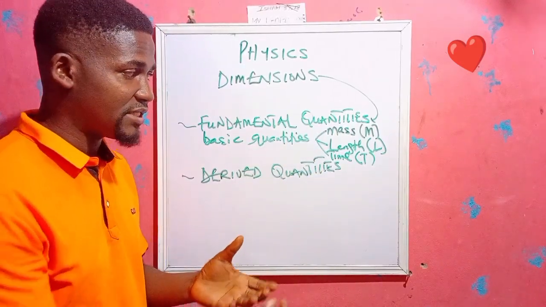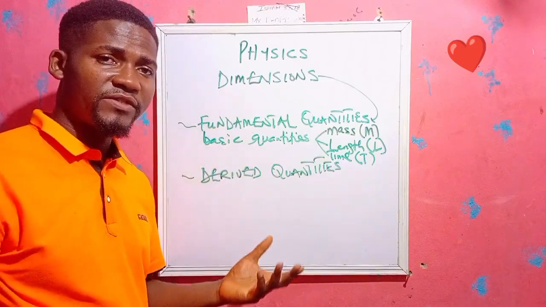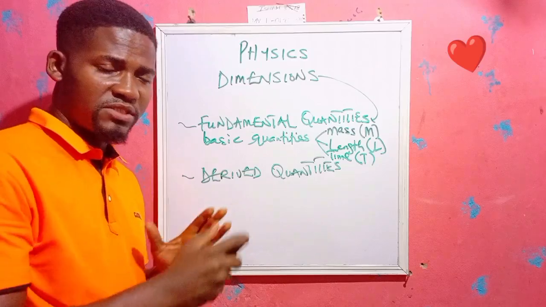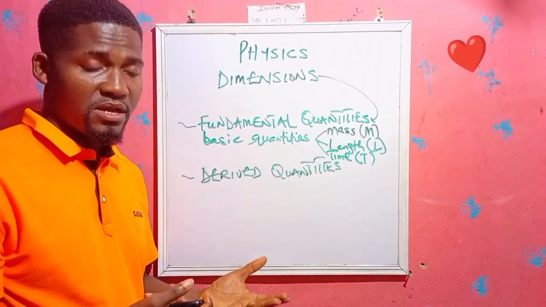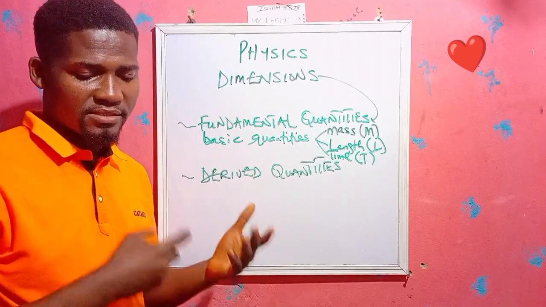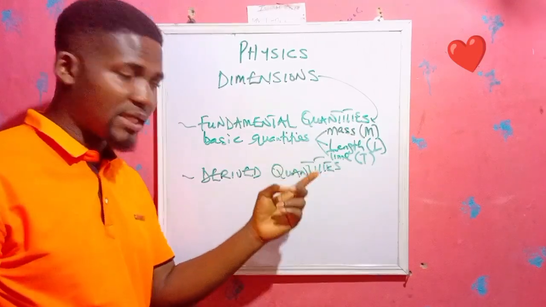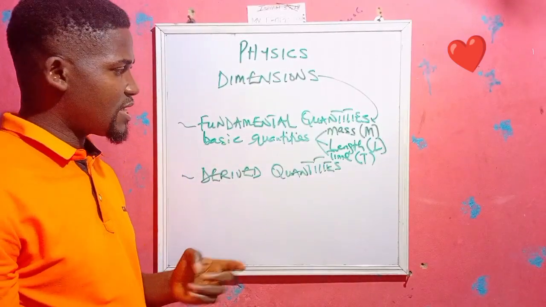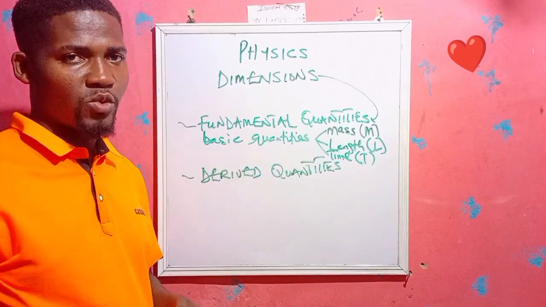The fundamental units are derived from the fundamental quantities. And then we have time. The unit for time is seconds. But in determining how objects move and exist, we now use MLT. M is for mass, L is for length, and T is for time. Now we use that to describe most especially the derived quantities.